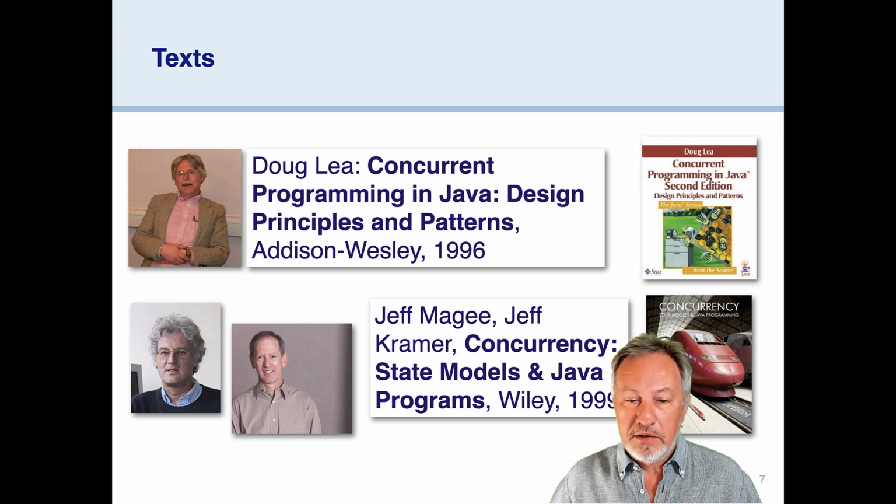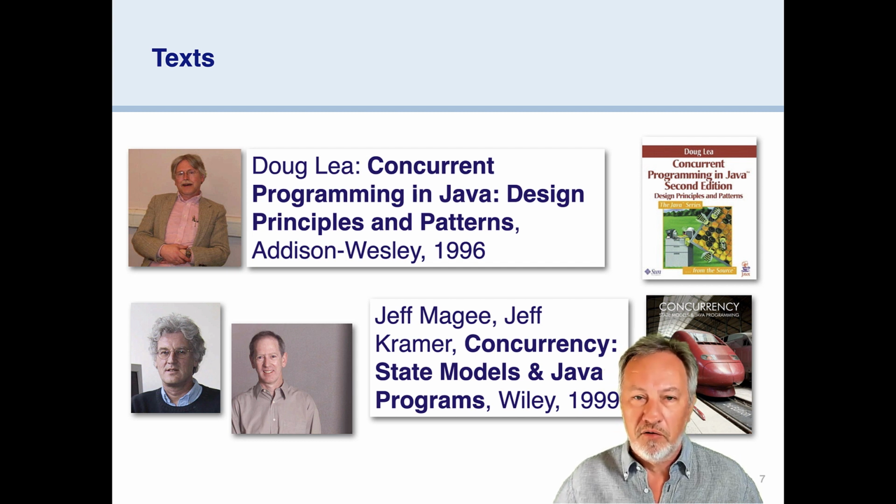On the other hand, I also want to introduce to you some reasoning techniques, and here there's a classic textbook by the two Jeffs, Jeff Magee and Jeff Kramer, called Concurrency, State Models, and Java Programs. And here in particular, we'll see how the labelled transition paradigm can be used to help us reason about correctly functioning concurrent programs.